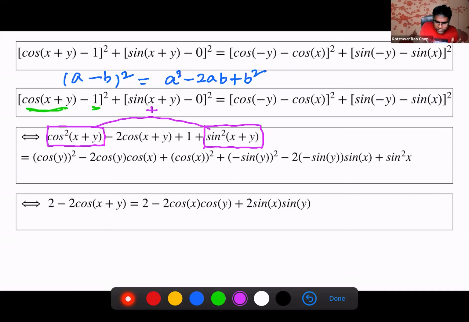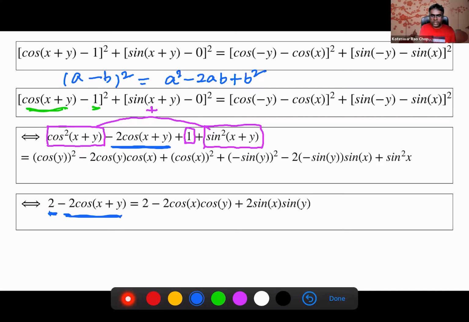Now you already have a 1 here. So that 1 plus 1 will become 2, and that is the 2 you are getting here. For the other term, I did not do anything, I just brought it down: minus 2 into cos of x plus y. So that's the left-hand side.